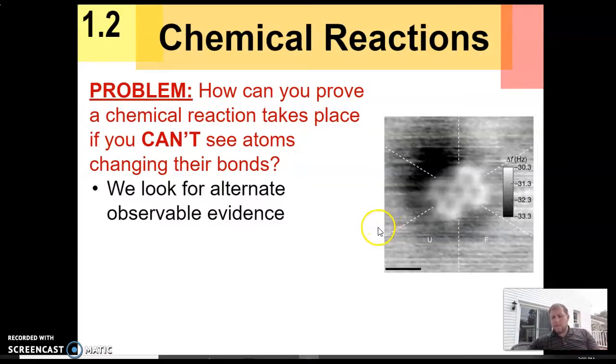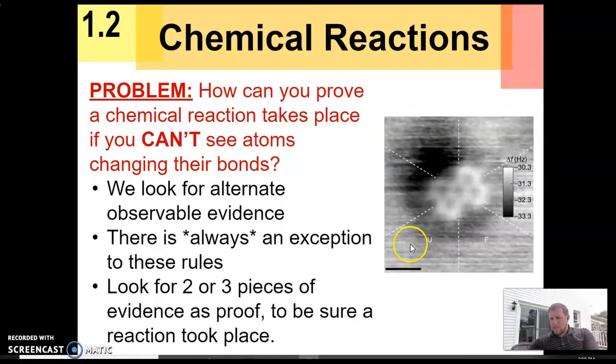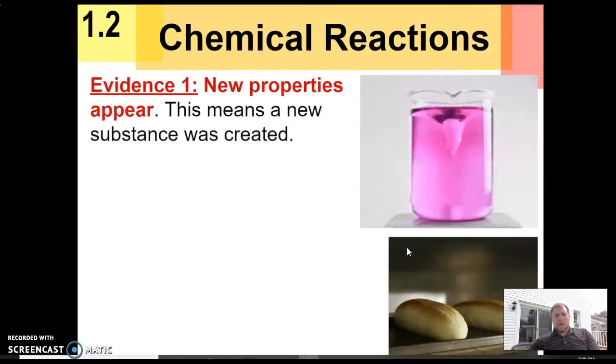So I'm going to give you some pieces of evidence. I just want you to keep something in mind, though, that there's always exceptions. So no one piece of evidence is usually going to be good enough to prove that atoms are breaking apart and forming new substances. I want you to look for 2 or better yet 3 pieces of evidence. Okay, so here's the first group of evidence.